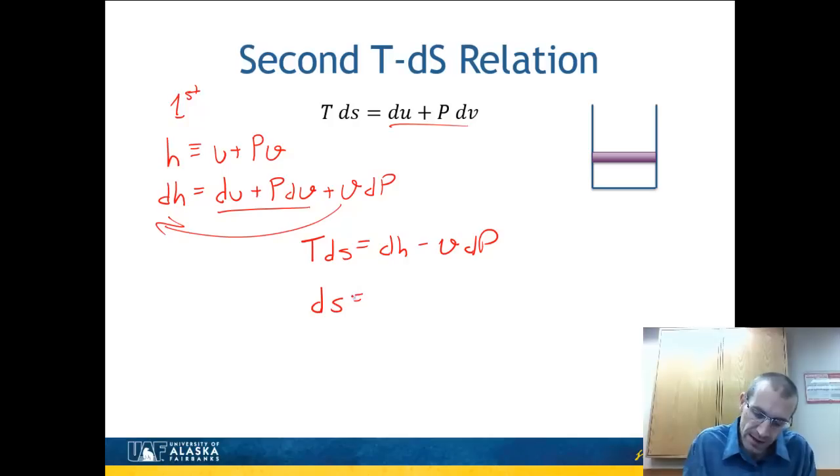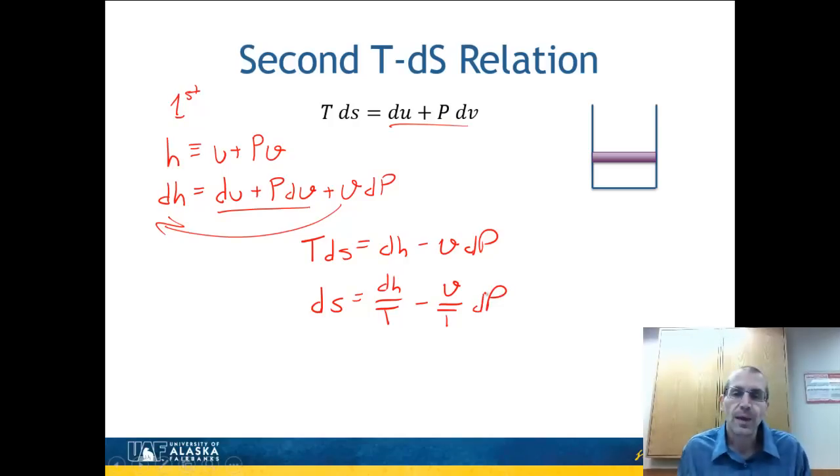I could write it this way. dS is equal to dH over T minus V over T dP. And I have a second relationship for determining what the change in entropy is, again with measurable properties: temperature, volume, pressure, and enthalpy. And both of these accomplish the same thing.